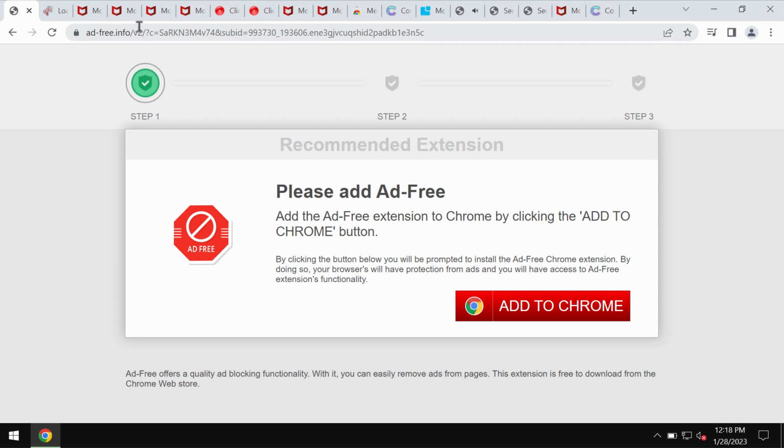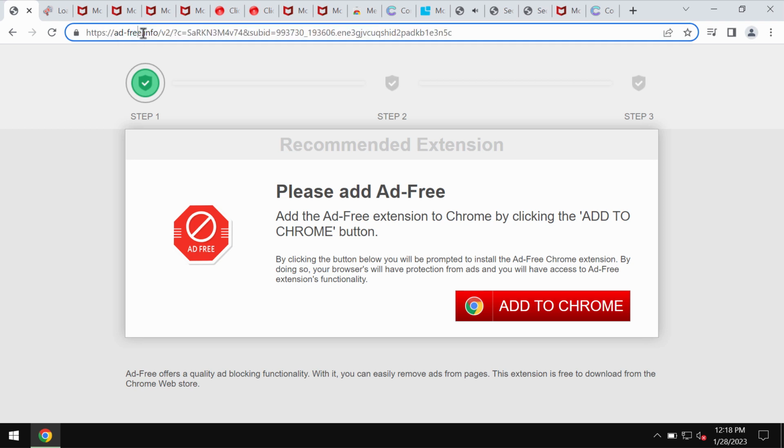as adware. The developers of such extensions might indicate that you have a chance of blocking some ads, but in reality such extensions may operate as adware by displaying even more ads. So you should not trust all these pop-ups by adfree.info.